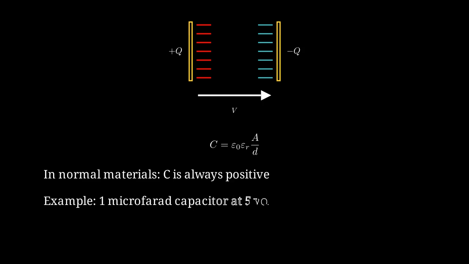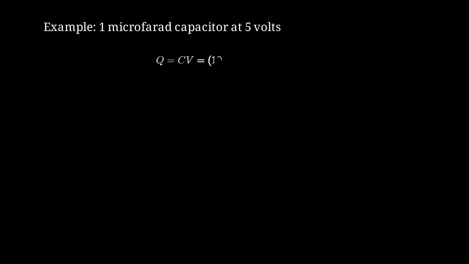For example, a 1 microfarad capacitor charged to 5 volts stores 5 microcoulombs of charge. Thus Q equals C times V equals 10 to the minus 6 times 5 equals 5 times 10 to the minus 6 coulombs. Now let's understand what makes ferroelectric materials special.